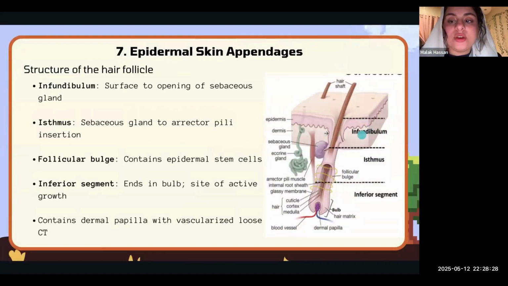Now, what is the structure of the hair follicle? You have something called the infundibulum, which is from the surface to the opening of the sebaceous gland. Then you have the isthmus, which is from the sebaceous gland to the erector pili muscle. Then from the erector, you have the follicular bulge, which contains the epidermal stem cells. And then you have the inferior segment, which is from the erector pili down to the bulb, and this is the site of active growth.